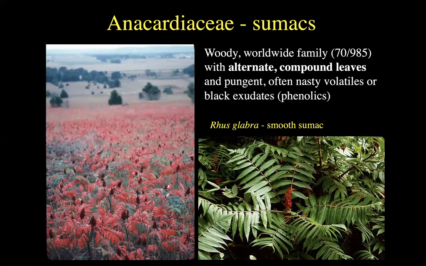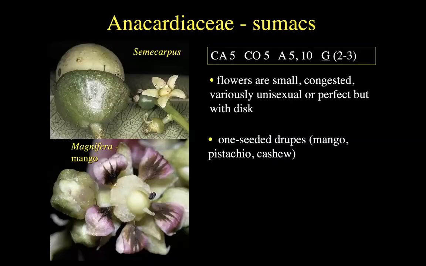The leaves are always alternate and compound. So Rhus glabra that we see here, boy, this reminds me of the Midwest and roadsides. You would see this everywhere. We do have this in Colorado. So this is one of the bigger species. They have very small flowers that have kind of a disc at the base. So these are showing, including the mango flower in here.